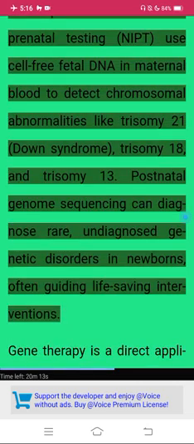Techniques like non-invasive prenatal testing (NIPT) use cell-free fetal DNA in maternal blood to detect chromosomal abnormalities like trisomy 21, Down syndrome, trisomy 18, and trisomy 13. Postnatal genome sequencing can diagnose rare, undiagnosed genetic disorders in newborns, often guiding life-saving interventions.